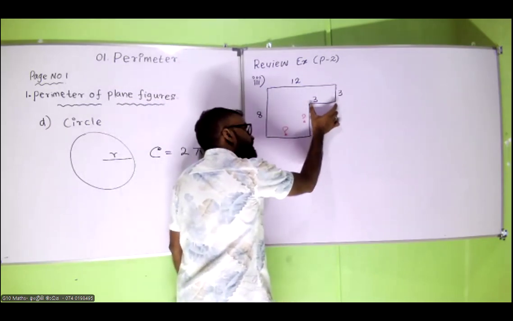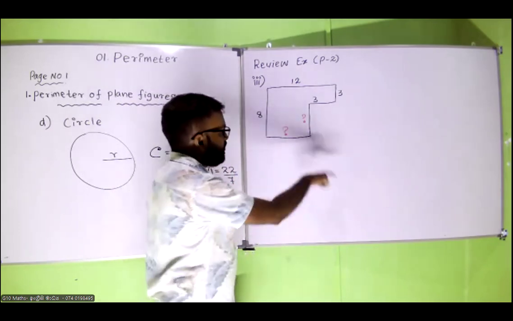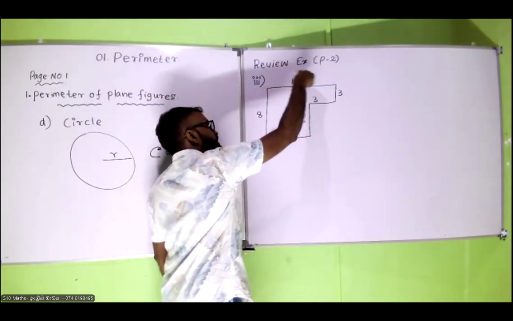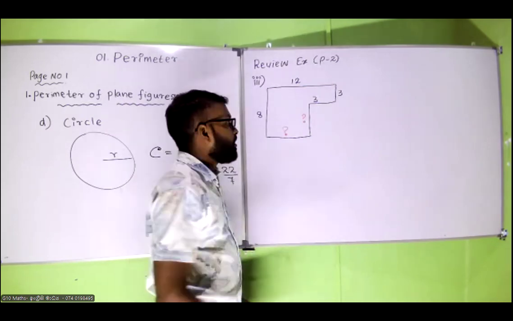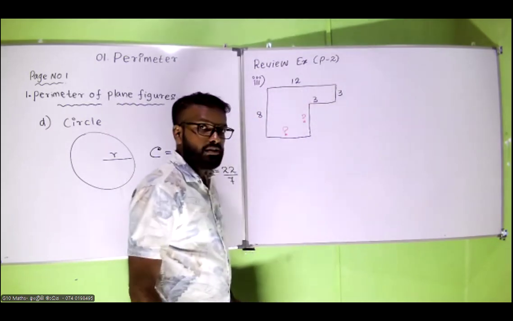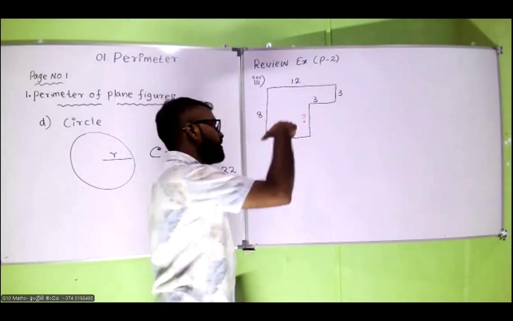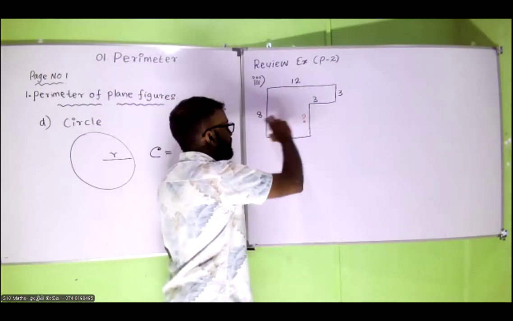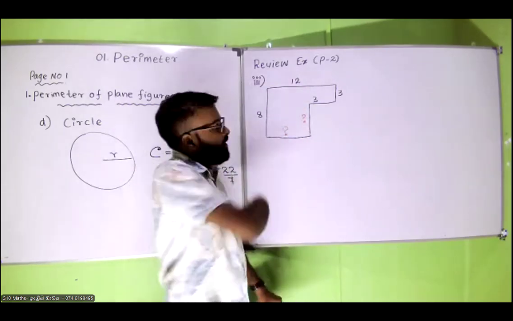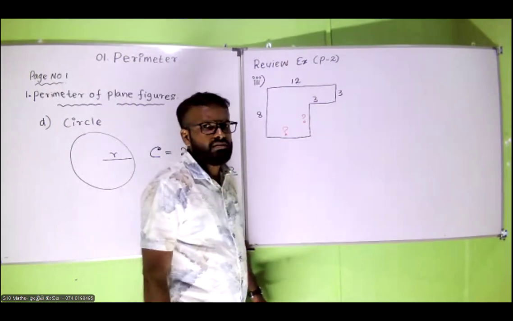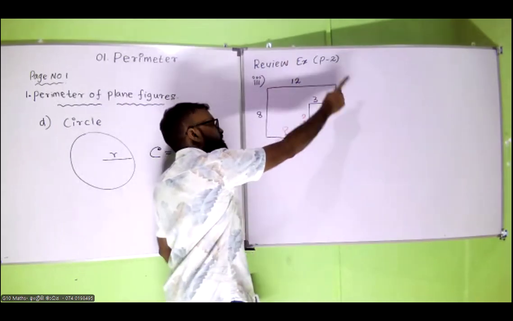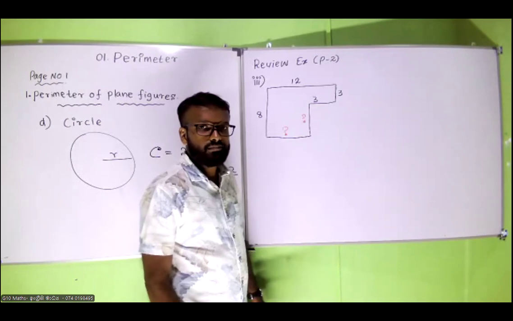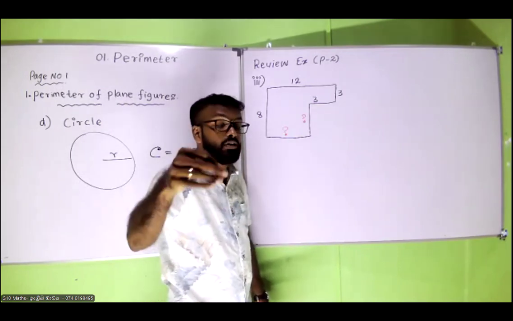You know this length is 3 centimeters. How are you going to find this? This side is 12 centimeters long. 12 minus 3, 9 centimeters. This horizontal length is 9 centimeters and the vertical length is 5 centimeters. Done? Add them. 8 plus 12 plus 3 plus 3 plus 5 plus 9. Perimeter done.